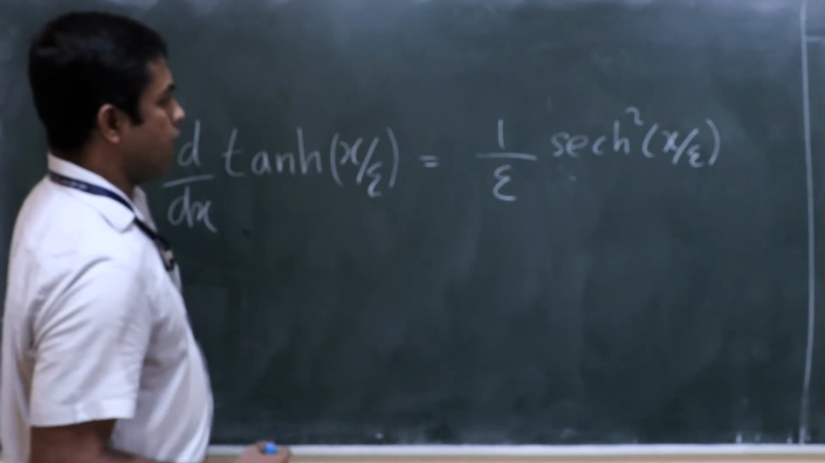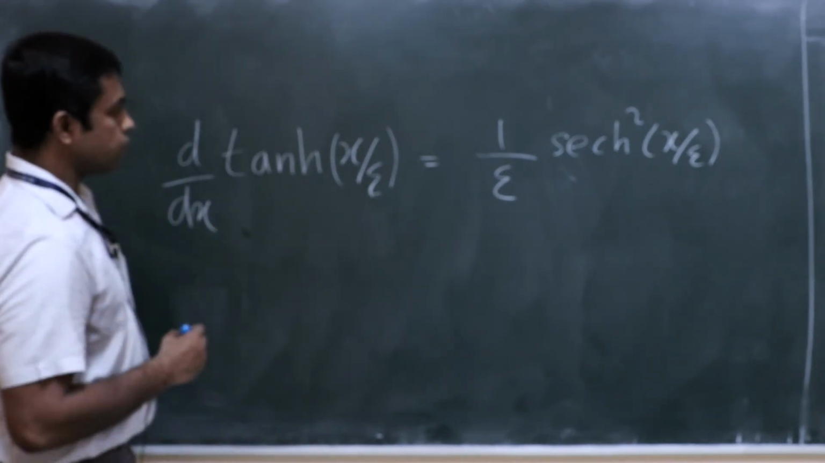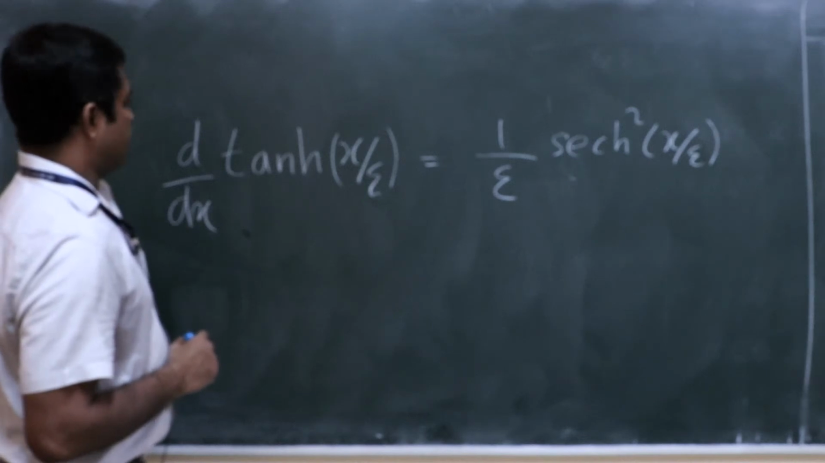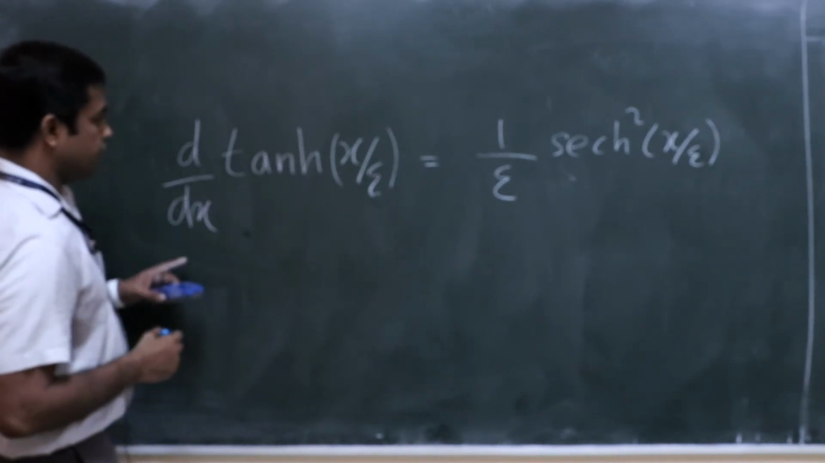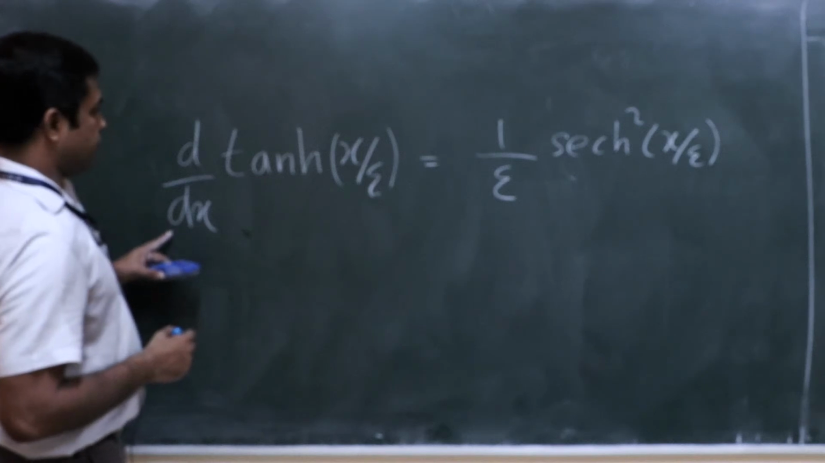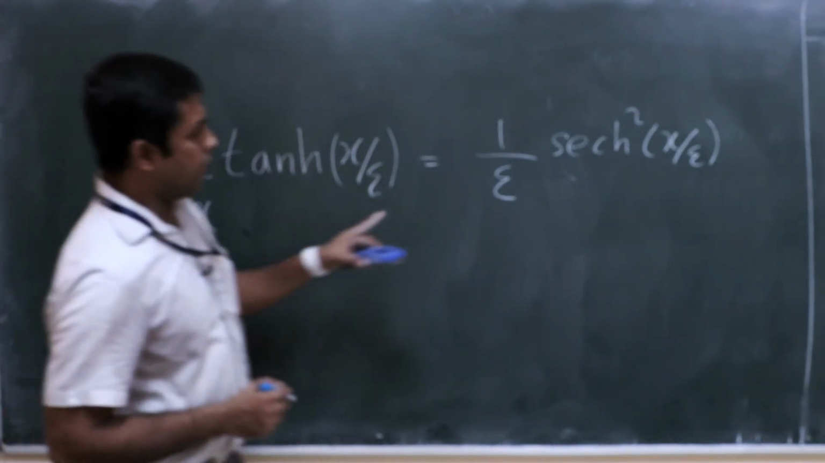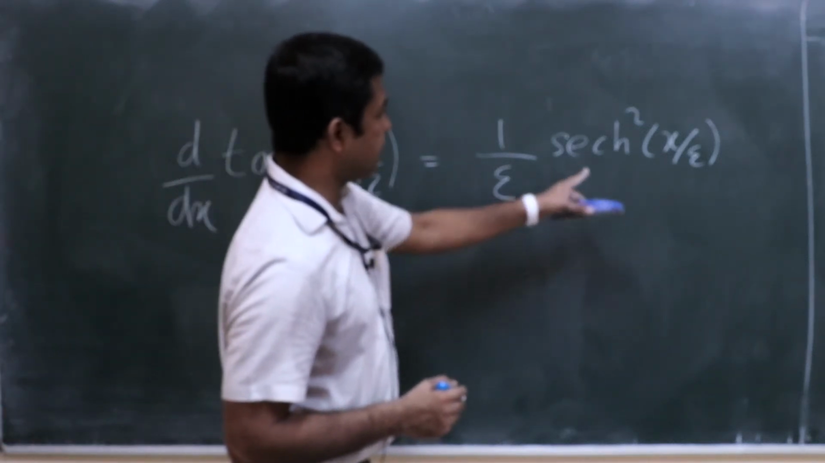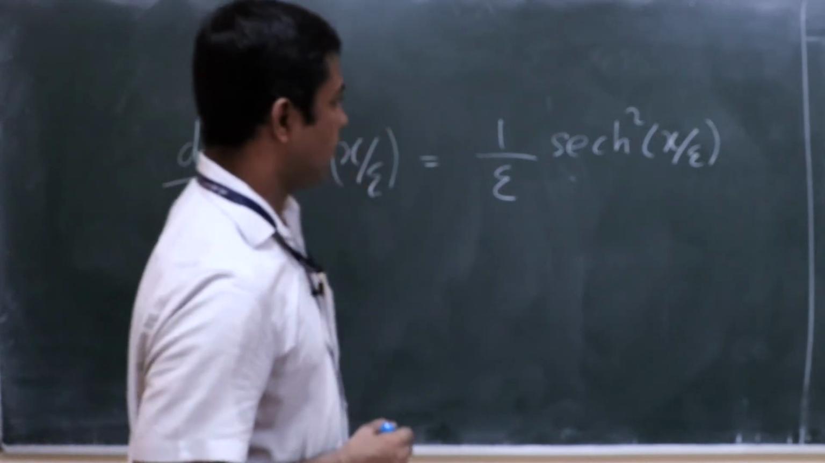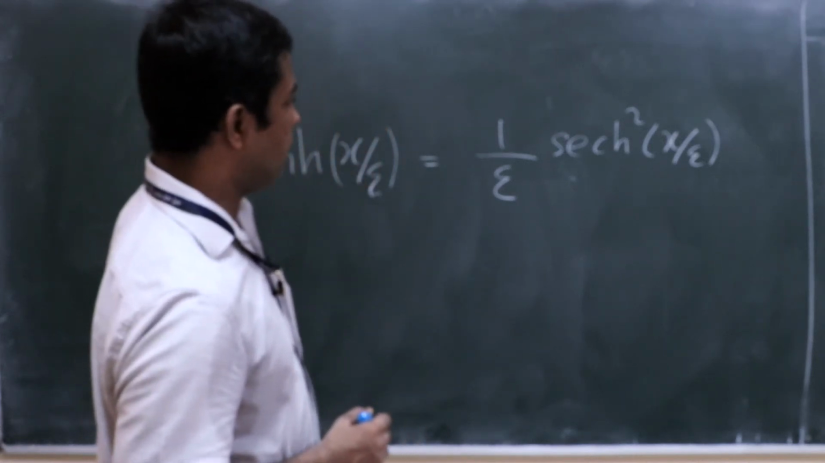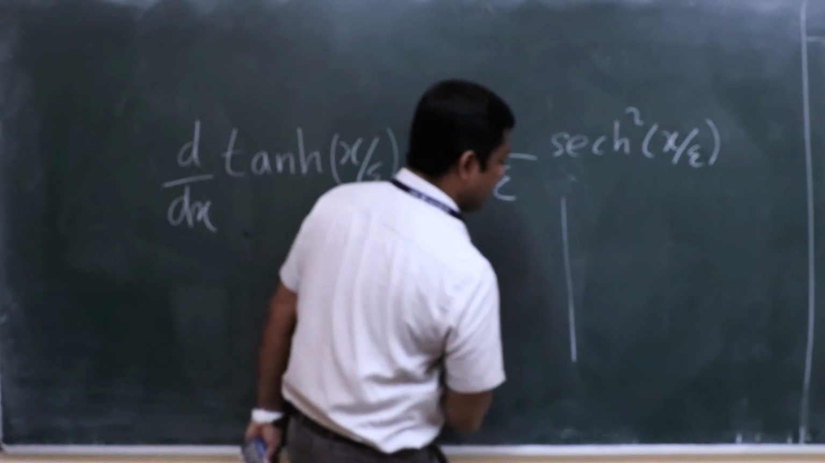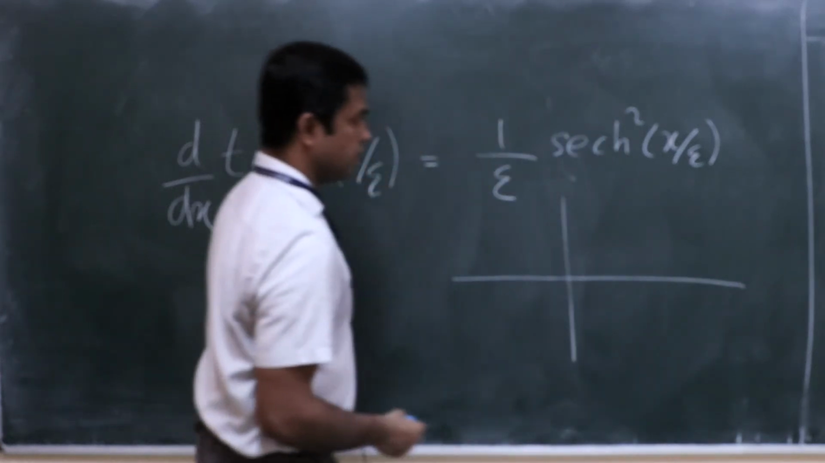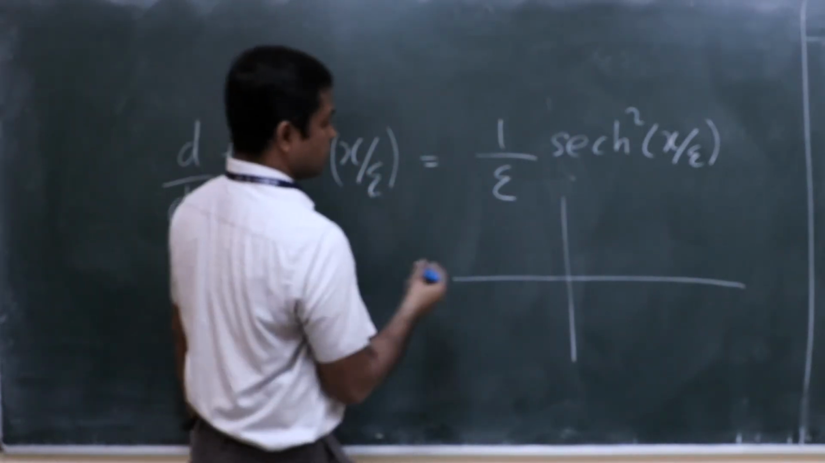Okay, and yeah, so now let us take the limit epsilon tends to 0 in the right hand side. What are we going to get? So if you plot sec hyperbolic square, how does it look like? What is the sec hyperbolic square plot?